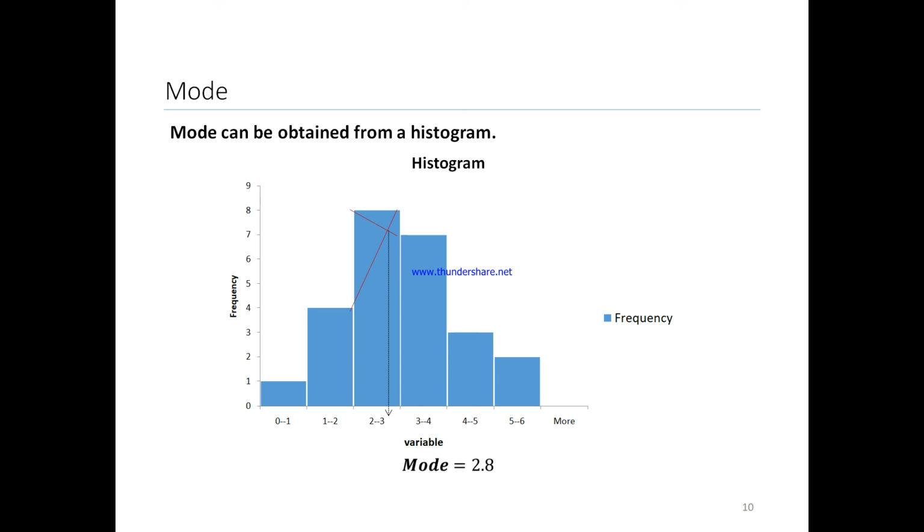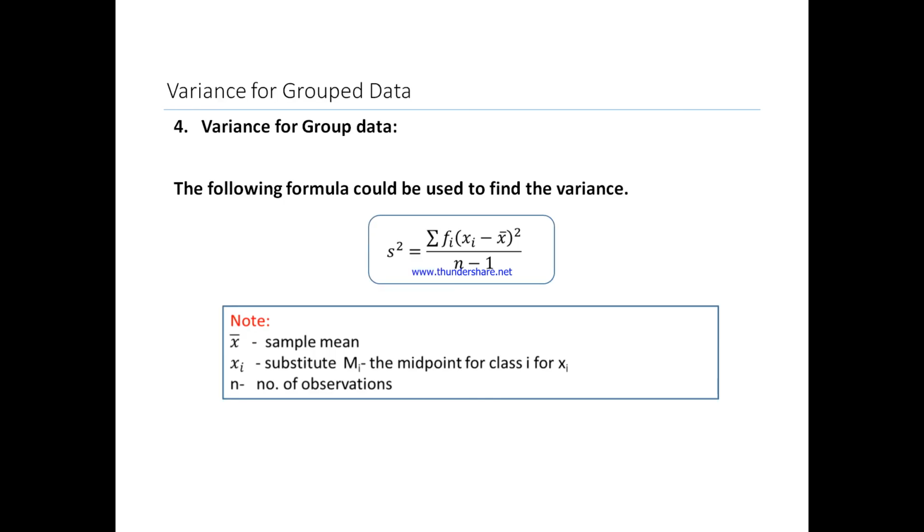According to this, that value is approximately equal to 2.8. So that is the mode value. So using this graphical representation, you can also find the mode value. So if you are presented with a grouped data set with the frequency distribution, you can use the formula, or else you can draw a histogram and find the mode value, right?